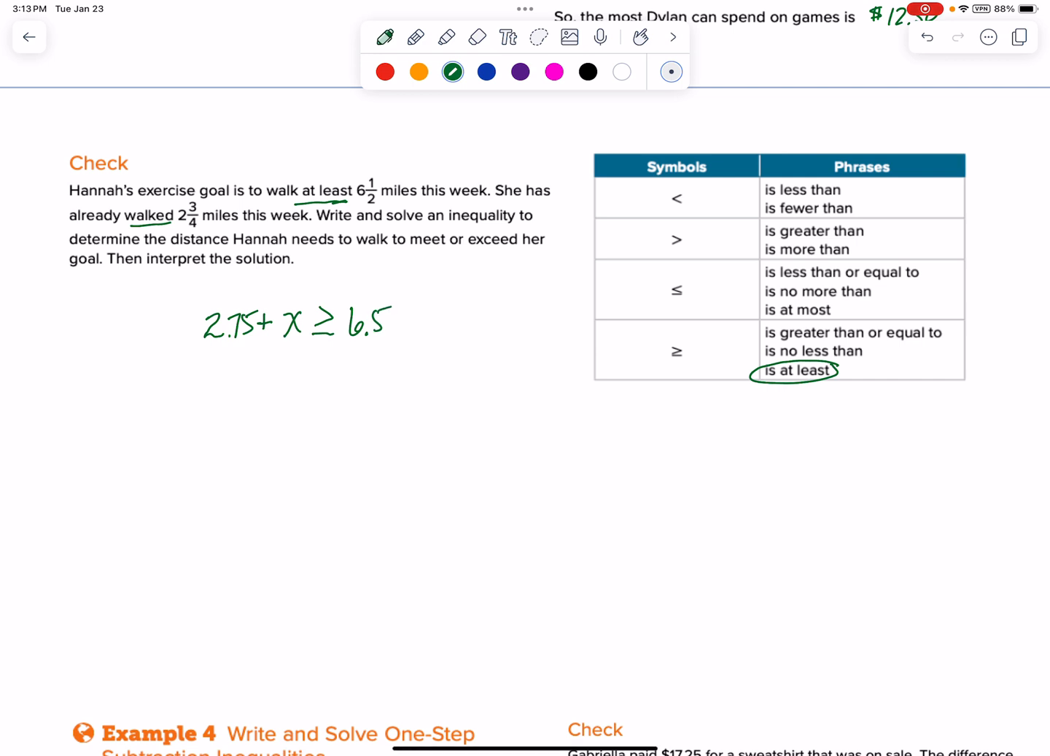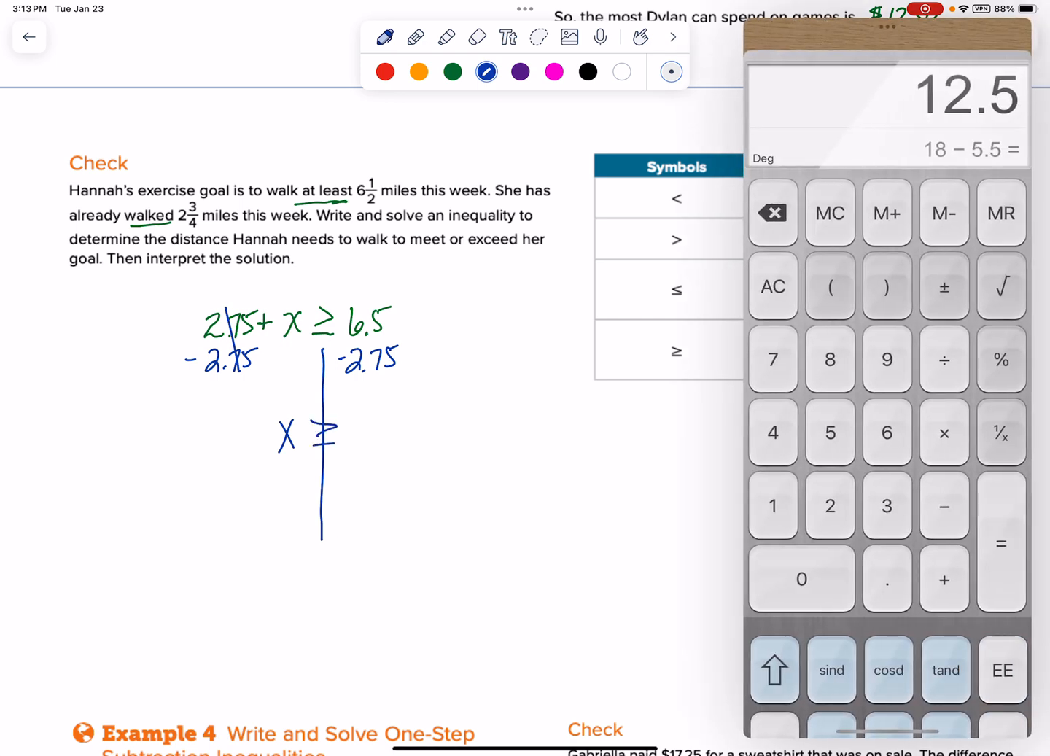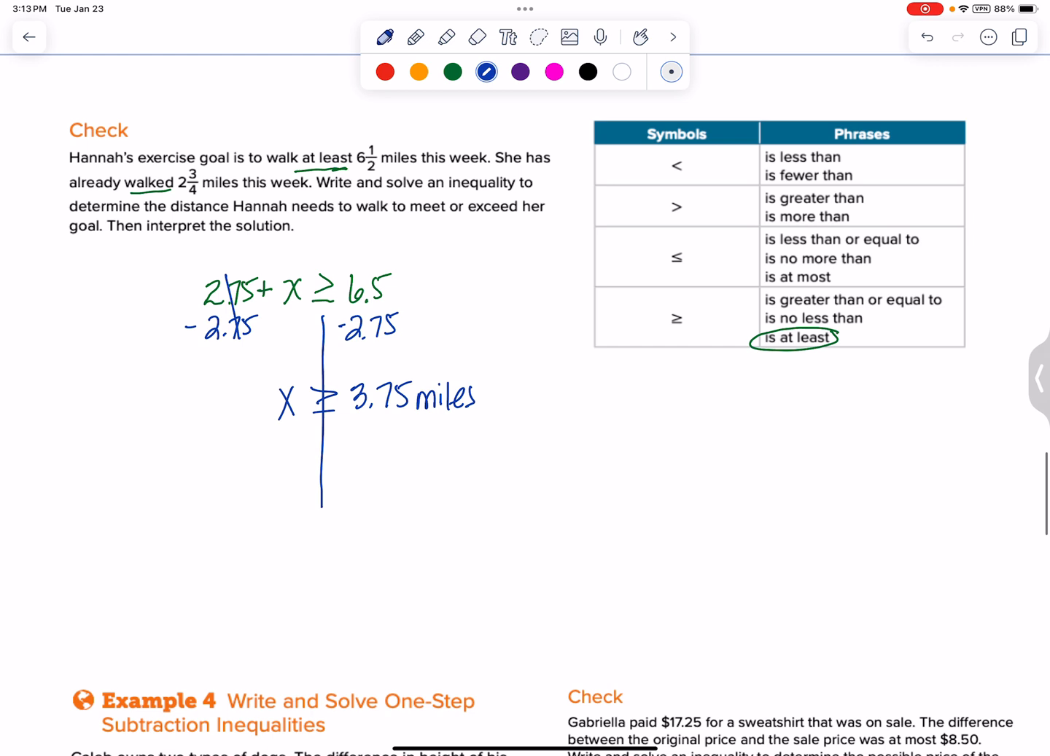All right, so let's go ahead and solve this out. Separate my space, subtract 2.75 on both sides, and it'll tell us how many miles she needs to walk to meet her goal. So x has to be greater than or equal to 6.5 minus 2.75, which equals 3.75 miles. So determine the distance Hannah needs to walk.